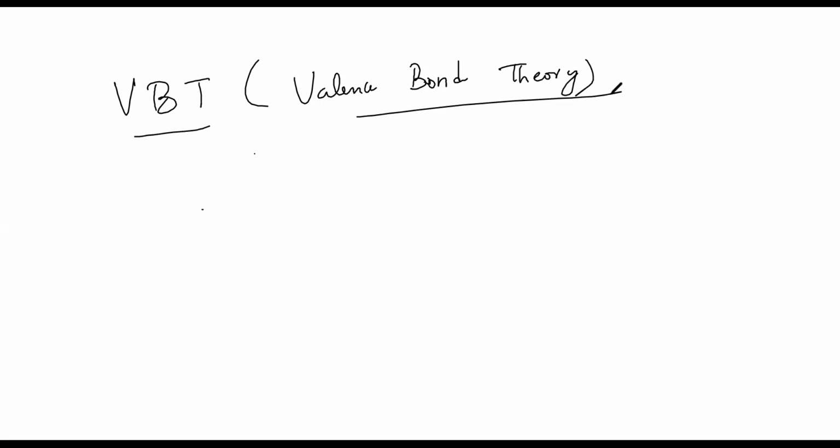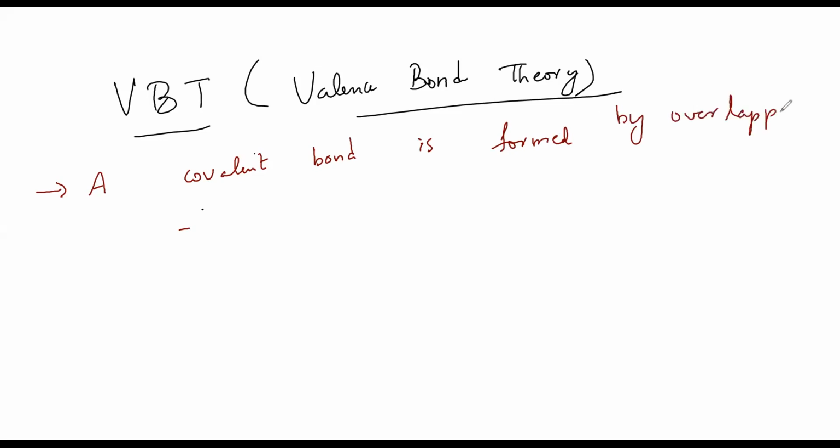Valence bond theory, VBT. Valence bond theory. Okay. So again, we are dealing with what? Covalent bonding. So a covalent bond, these are all the postulates of that. A covalent bond is formed by the overlapping of valence shell. I'll clearly show you in a diagrammatic way, no need to worry.